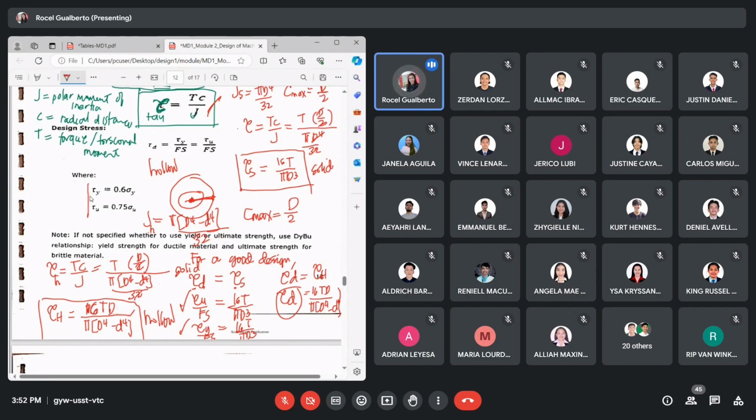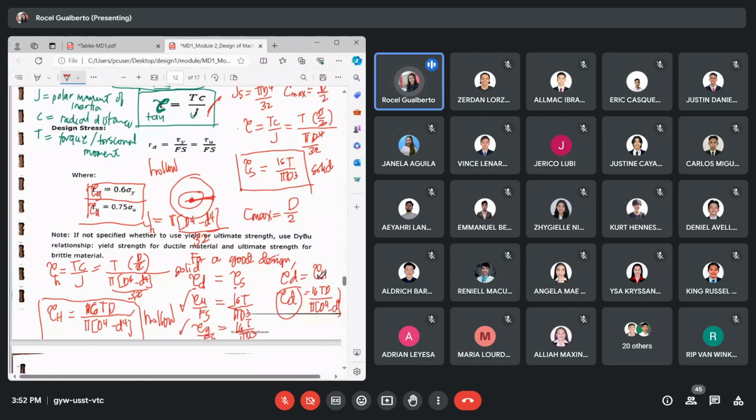You have here the relationship po. Tau Y is simply equal to 0.6 of sigma Y. So, yun po ang gagamitin. Your tau Y is equal to 0.6 of sigma Y. And your tau U would be equal to 0.75 of sigma U. So, yun po yung gagamitin dito. Then, divide by the factor of safety to come up with the design stress. Maliwanag po ba tayo doon? Hello? Yes po ma'am. Yes po.